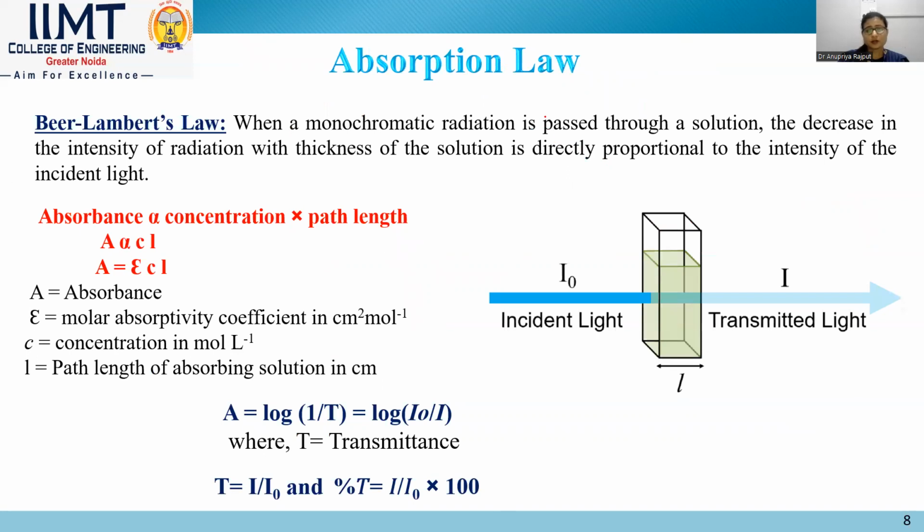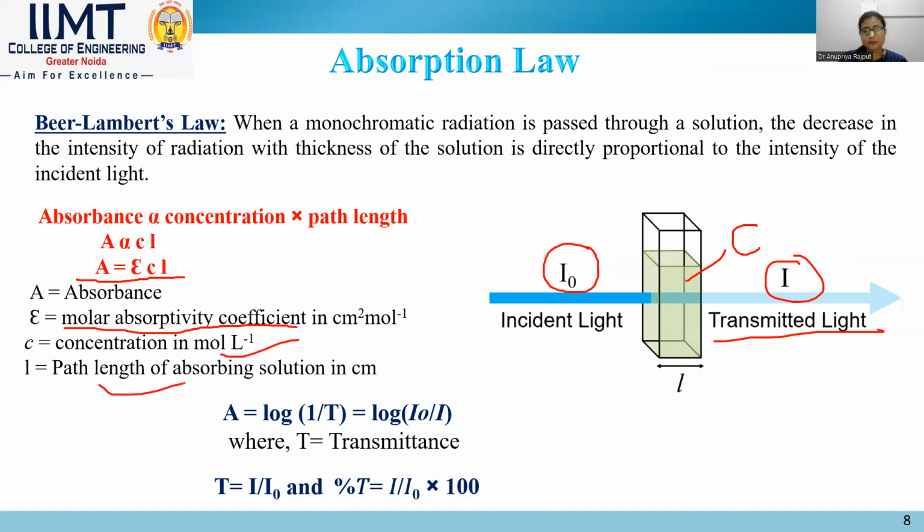Absorption law. It is a very specific law that gives the information when incident light, I naught, passes through a sample containing the concentration C. Some part of the incident light is absorbed by the sample and some part of the light is transmitted, now it is I. So the absorbance of the sample we can express as absorbance equal to epsilon C L. Here, epsilon is the molar absorptivity coefficient that gives the information on how much energy is absorbed by the sample. C is the concentration of the sample and L is the path length through which the incident light passes.